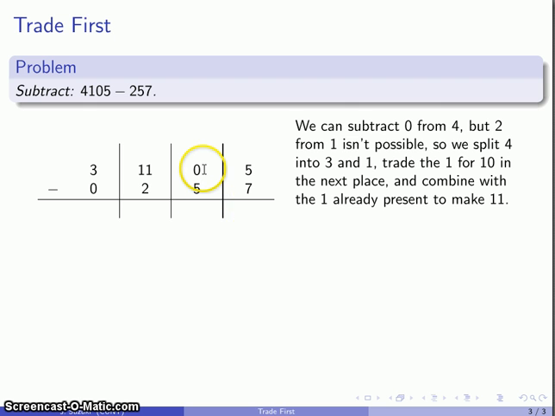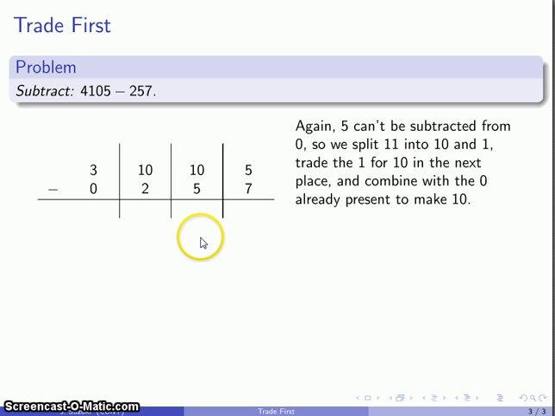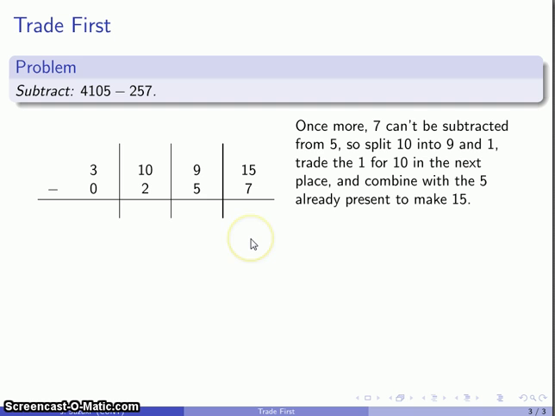5 from 0, also a problem, so I'm going to split that 11 into a 10 and 1. I'll trade the 1 over for a 10. I'll combine the 10 and the 0, and that gives me that amount there. And then 7 from 5, again, not possible, so I'll split the 10. I'll trade the 1. I'll combine the 10 and the 5, and that gets me that.